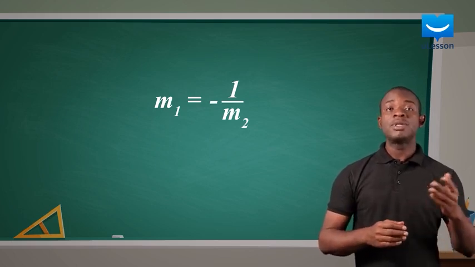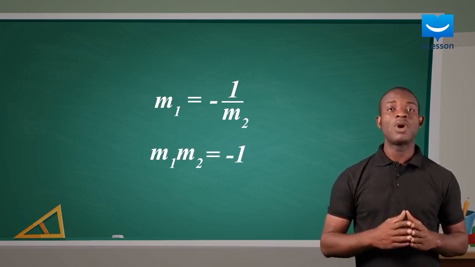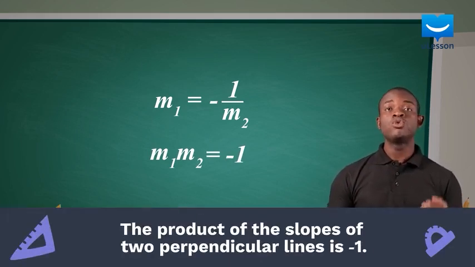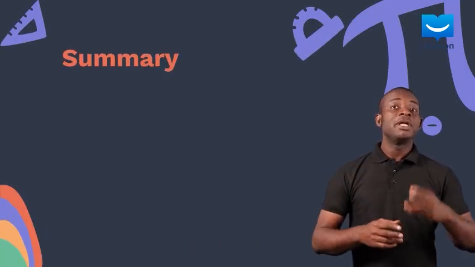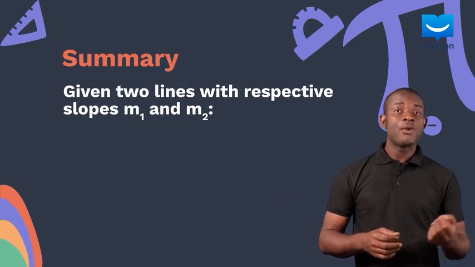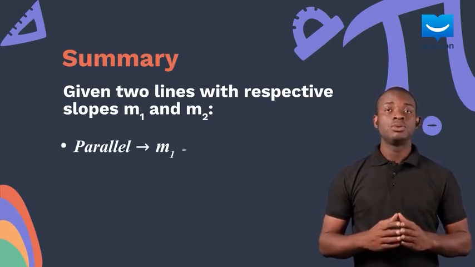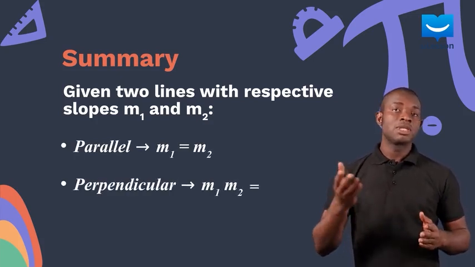Furthermore, multiplying both sides by m2, we have m1 m2 = -1. In other words, the product of the slopes of two perpendicular lines is -1. In summary, given two lines with slopes m1 and m2, they are parallel if m1 = m2. But when the lines are perpendicular, m1 m2 = -1.